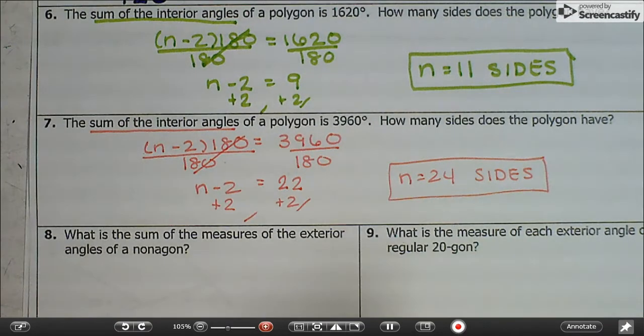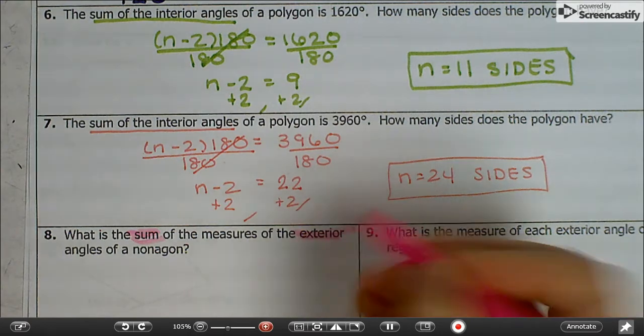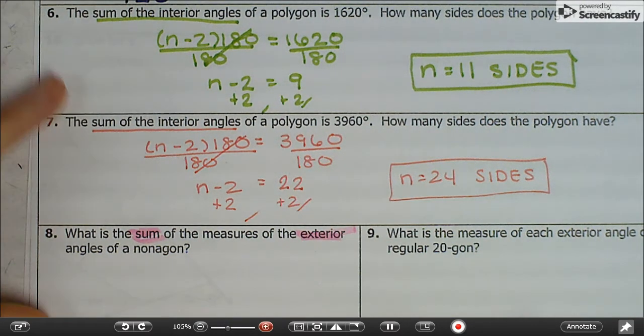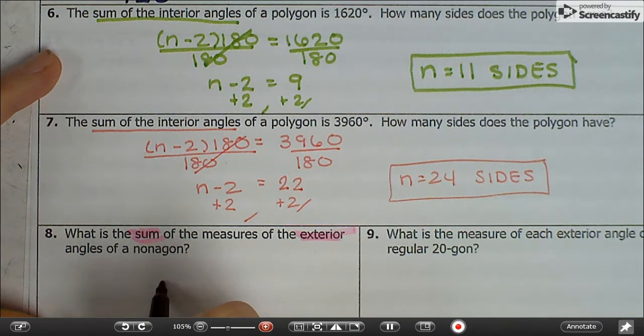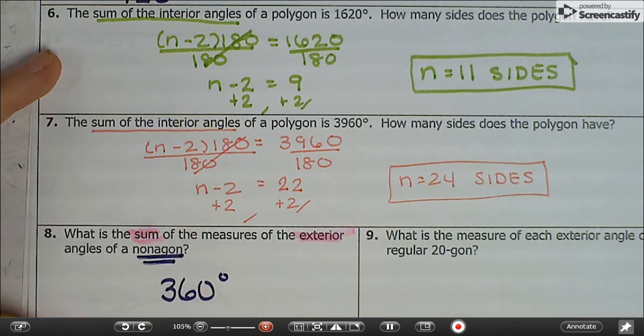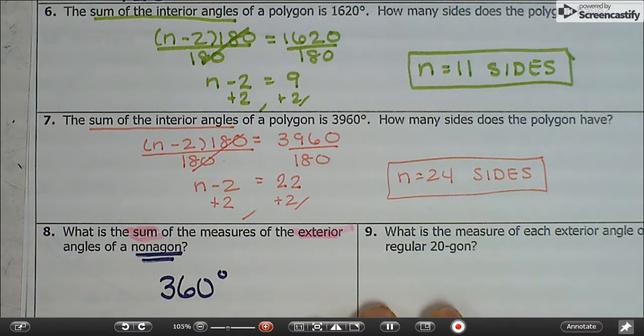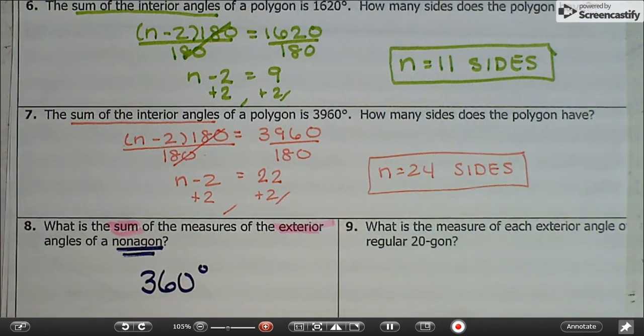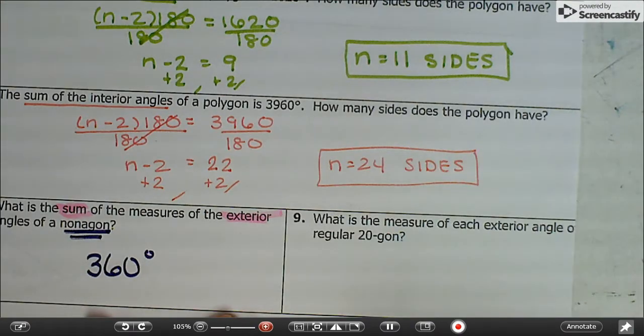Number 8, what is the sum of the exterior angles? Well, if you remember from the top or from when we did the other experiment, the sum of the exterior angles is always 360. In this case, we're talking about a nonagon. It has 9 sides, but that doesn't matter because all polygons have 360 degrees when you add up their exterior angles. And we'll do this one and then go to the next video.